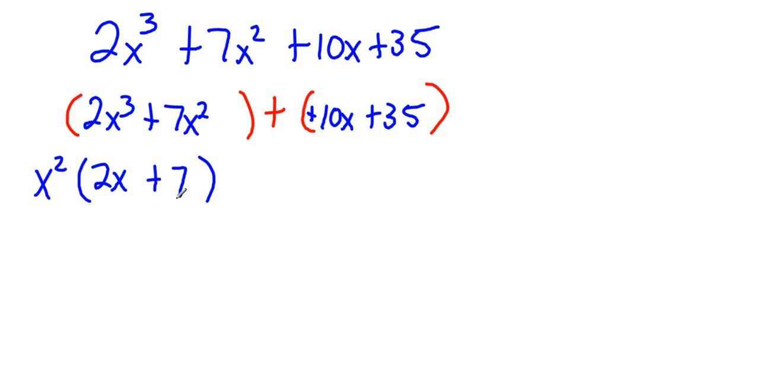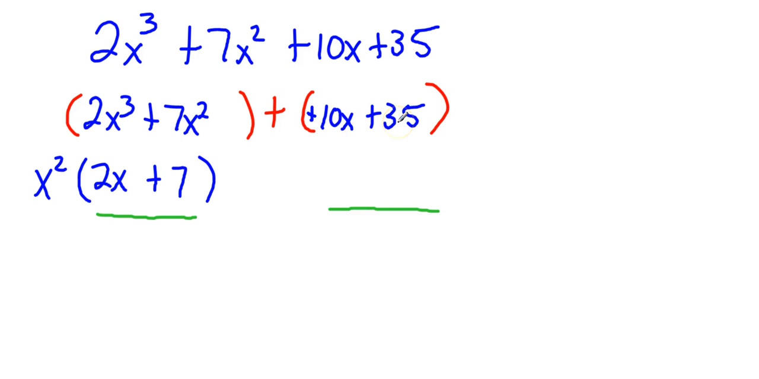And the good thing is, if you're pretty confident in that number is 2x plus 7, you already know what the next parentheses is going to be. When you take out the greatest common factor, that part has to be 2x plus 7. If it's not, you've done something wrong. That's what it comes down to.